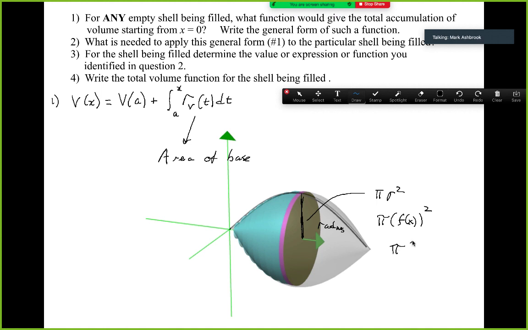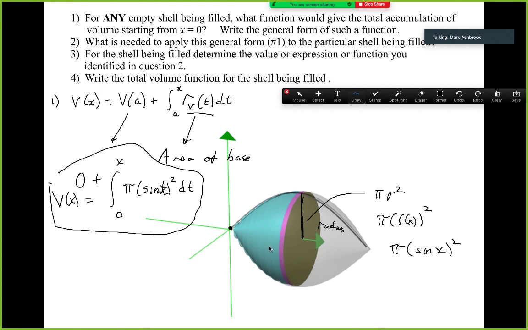And what's the value of the function? We said it was sine x. So we got it. And our volume accumulated at the beginning is 0. So V of 0 is 0 plus the integral from 0 to x. The rate of change is the area of the base because the cylinders are growing in height in the current interval. The area of the base is pi times sine of x, use t now, squared dt. So there's our volume accumulation function for this thing filling up as x increases from 0 to pi. If you want to get the volume of the whole football, V of pi.